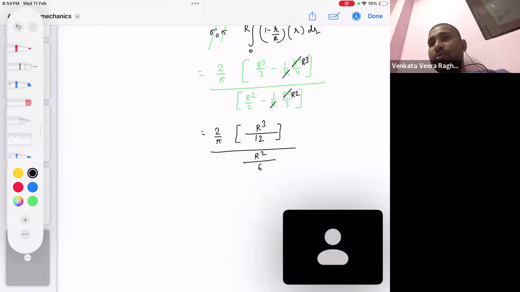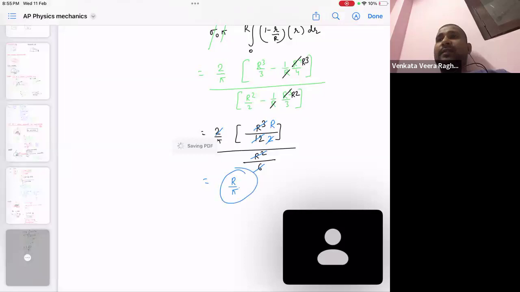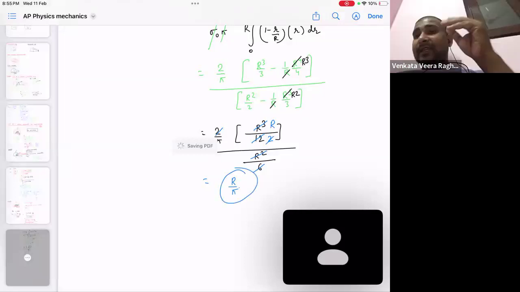So if you simplify, what are you getting? R cube by R square gives R, and 12 by 6 gives 2, so the 2s cancel. So what is our answer? R by pi is our answer. Please tell me, is it clear up to this?